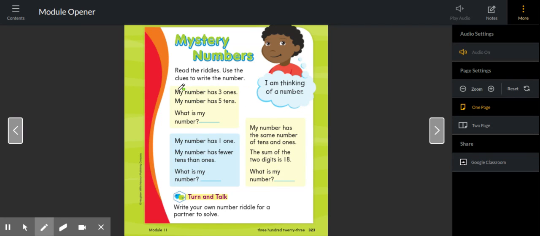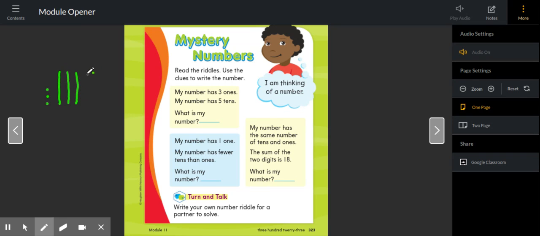So here's the first one. My number has 3 ones. So I want to think about how would I draw a quick picture for 3 ones? Well, 3 ones is 3 dots. The second part of my clue is my number has 5 tens. So remember, the tens are those sticks. We have to imagine that is 10 little cubes within each of those sticks.